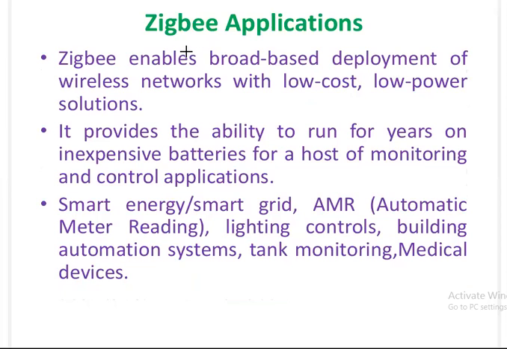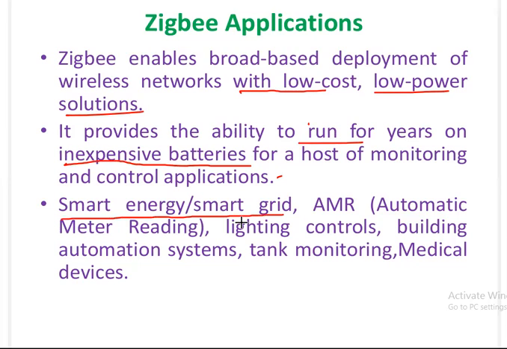Next, some of the Zigbee applications are mentioned here. Zigbee enables broad-based deployment of wireless networks with low cost and low power solutions, and it also has the ability to run for many years on inexpensive batteries for small systems, for monitoring and control applications. The Zigbee protocol is used in smart energy or smart grid meters, that means monitoring the electricity bill over the internet, automatic meter reading, lighting control, building automation systems, tank monitoring, and monitoring of medical device specifications. These are some of the Zigbee applications.